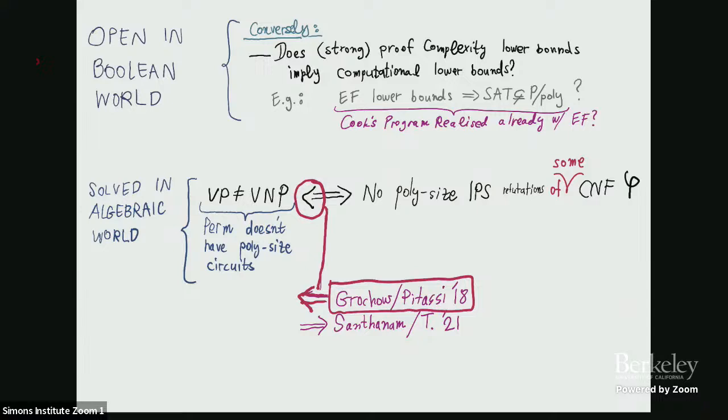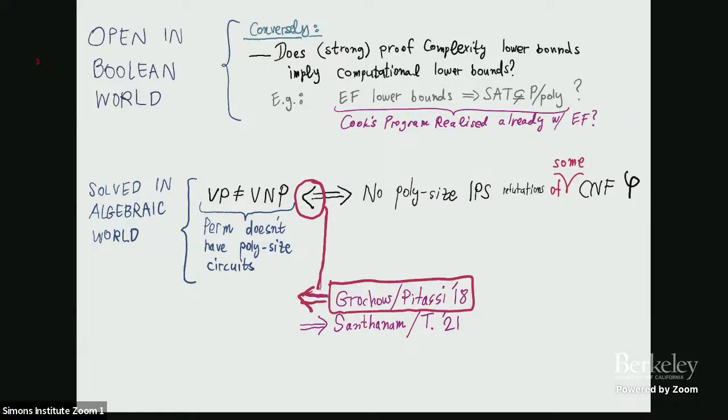So, in the algebraic world, this is actually being settled in the following sense. If there is no polynomial IPS refutation of some unsatisfiable CNF phi, it doesn't matter which one, then Grochow-Pitassi's original work showed that VP is unequal to VNP.